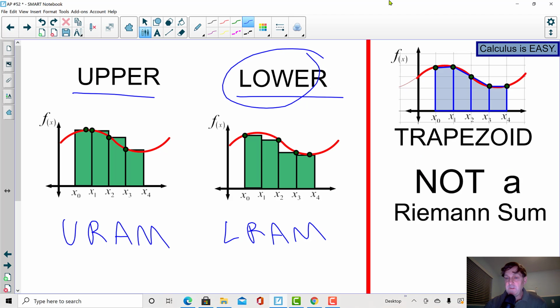Okay, the last one that we need to know how to do is called the trapezoid rule. Those are not rectangles, they're trapezoids. And because they're not rectangles, we're going to say that they are not Riemann sums. Now, the trapezoid approximation is something that we have to know how to do. All right, now let's go ahead and do some of these examples.